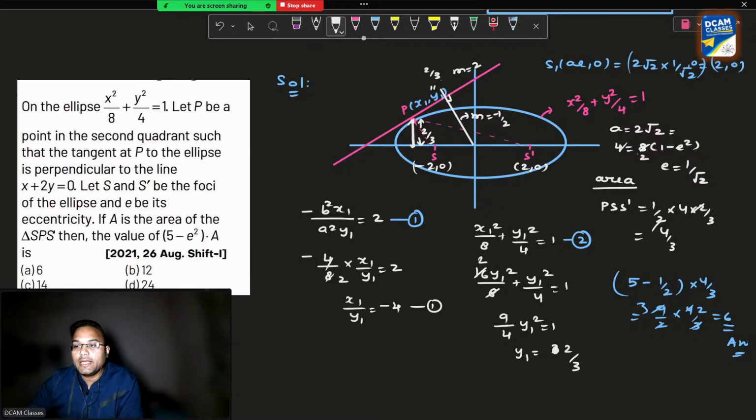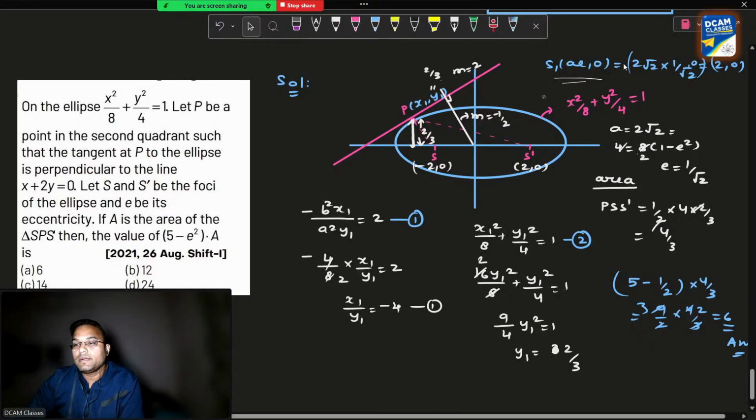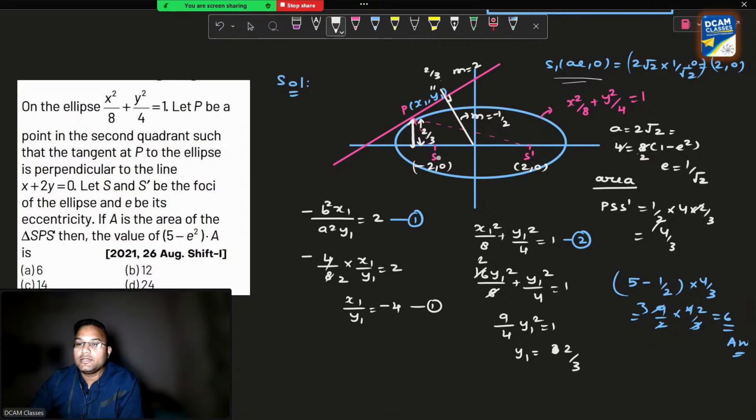ae we have to find. a we know. So ae is 2 root 2 into 1 by root 2, it's 2 comma 0. So foci here are 2 comma 0 and minus 2 comma 0. So the length of the base is 4. Vertical height is 2 by 3 of this triangle. So what's the area?